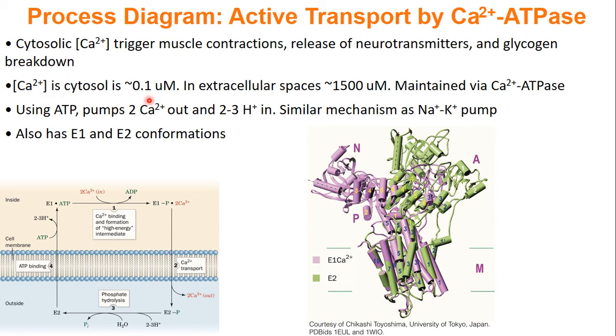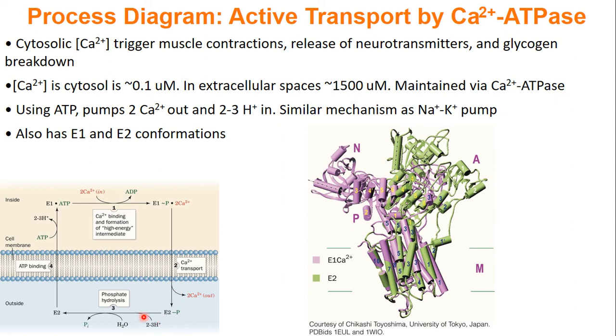So, calcium is very important. Inside the cytosol, you only have 0.1 micromolar, while outside the cell, you have a lot, 1500 micromolar. And so you want to maintain that balance. And the way you do that is this calcium pump. And it's the same idea. On the inside, you're in your E1 ATP phase. To bind calcium, you have a phosphate that is attached to your pump to make a high energy intermediate. You go to a lower energy E2 form, and calcium leaves.